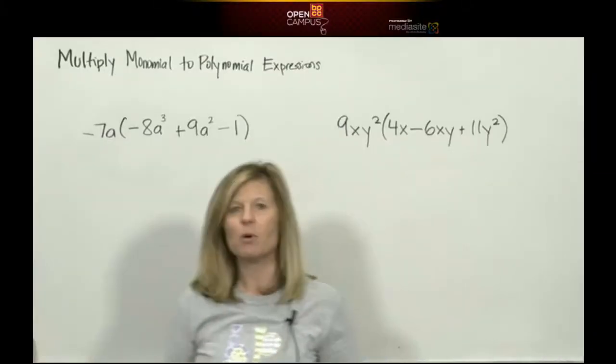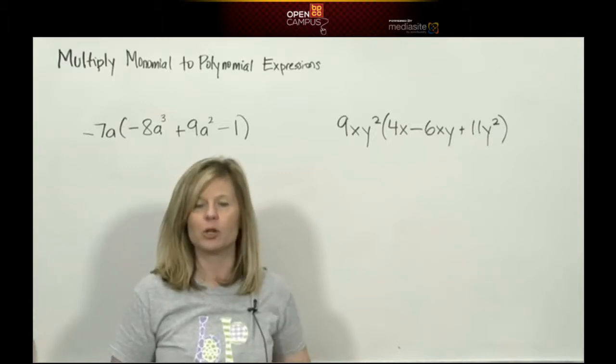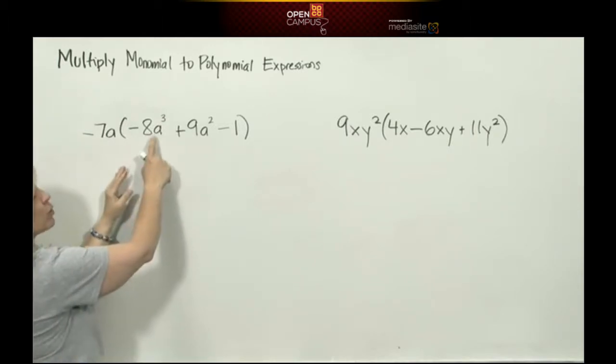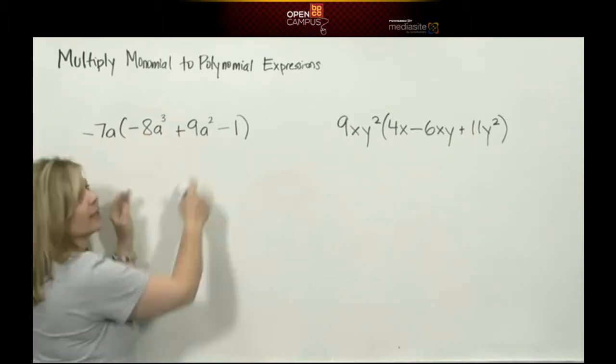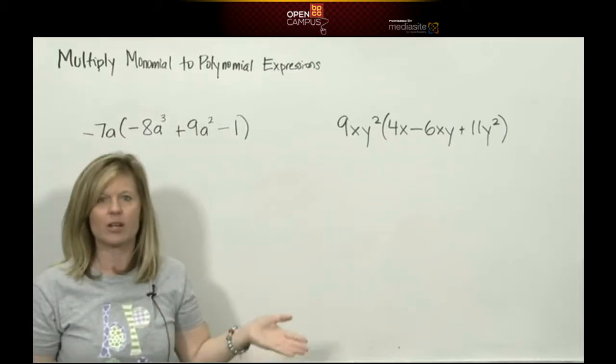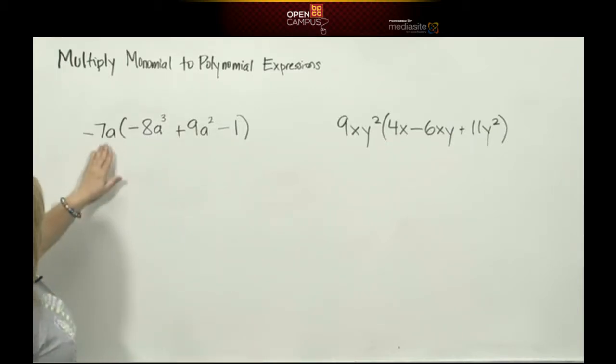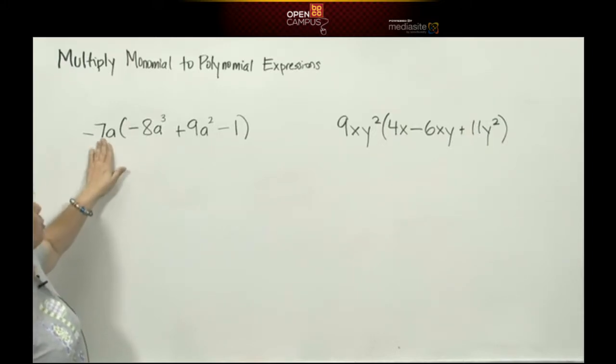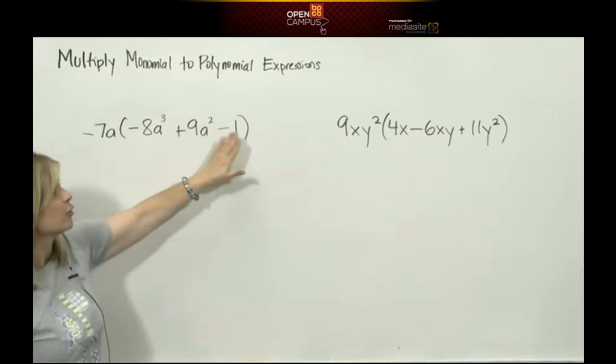Okay, everybody, let's multiply a monomial to a polynomial expression. So if you look here, here's your monomial, negative 7a. Here is your polynomial because you have many terms, 1, 2, 3. That's technically called a trinomial. We know when we have something on the outside of a parentheses, a monomial, that means to distribute, to multiply this term to all the other terms.